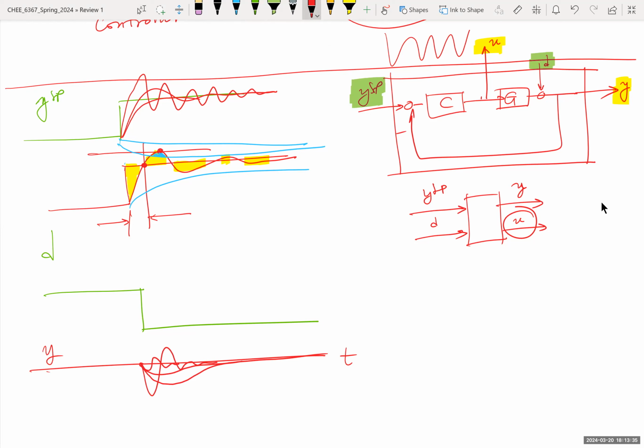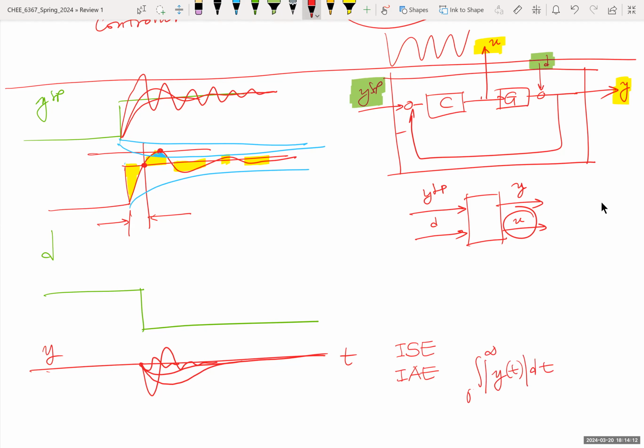So how do I handle the trade-offs? In the sense you may have oscillations, but as long as the oscillations don't last too long and the peaks are not too high, I'm okay. How do I quantify these things? Same story. I can take the squared error, so the integral squared error, or I can take the integral absolute error. What are these? So integral 0 to infinity of the output y of t dt, absolute.